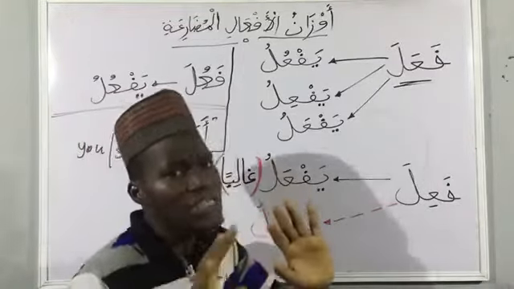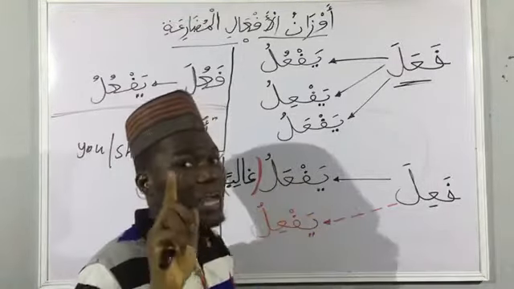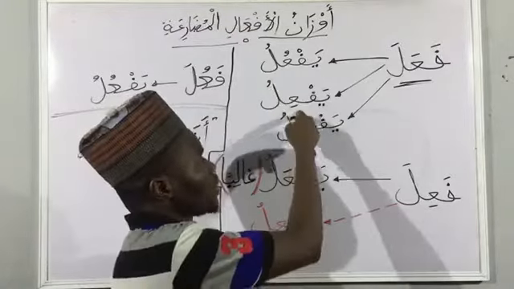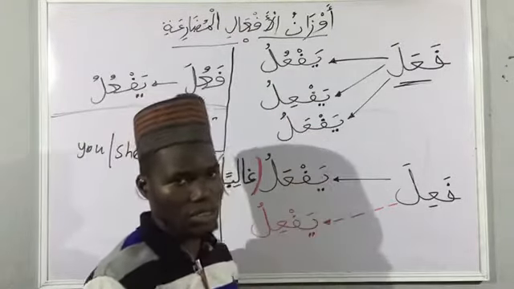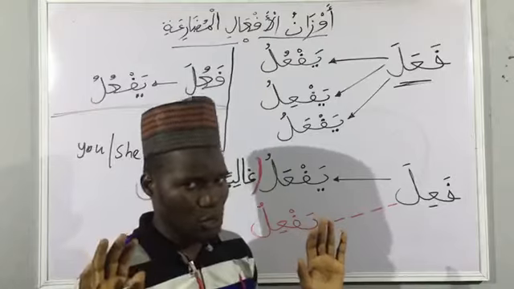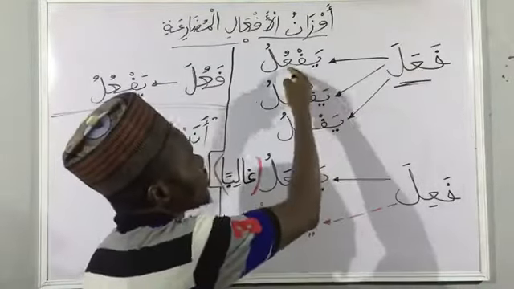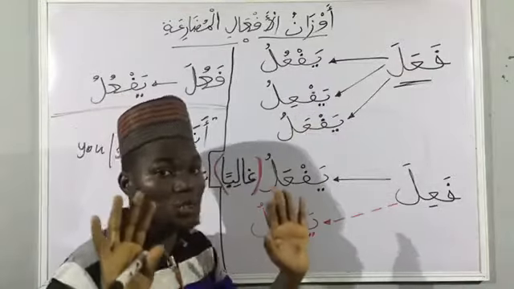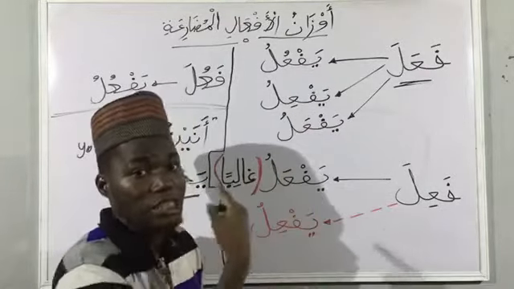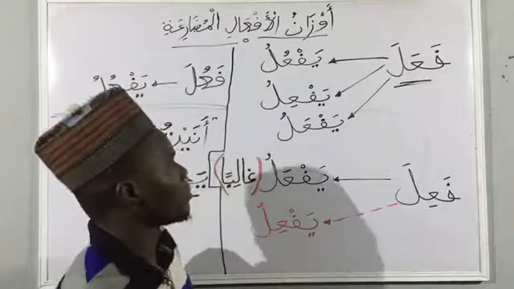So for Sulasi, while forming the Amudori, we are concerned about what the Ayn al-Fayl will take after transforming to the Mudari state. Are you with me? We are concerned about what the Ayn al-Fayl, meaning this Ayn, will take in the Mudari form. That is what we are most concerned about in Fil Sulasi. So let's move now.